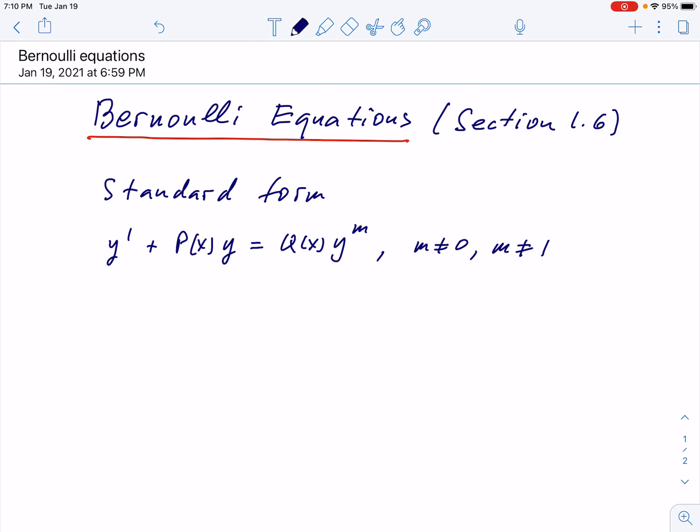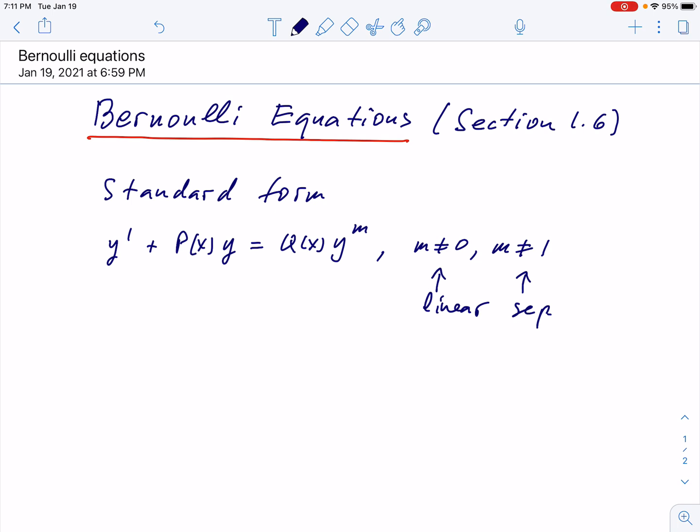So you can see here the standard form of the Bernoulli equation. It extends the linear equation. If m, the power of y on the right hand side, is 0, you have a linear equation. If m is 1, this will be a separable equation. So we exclude these cases. We solve this equation by introducing a new function, a substitution. And there is a very strict formal procedure for how to find the solution.